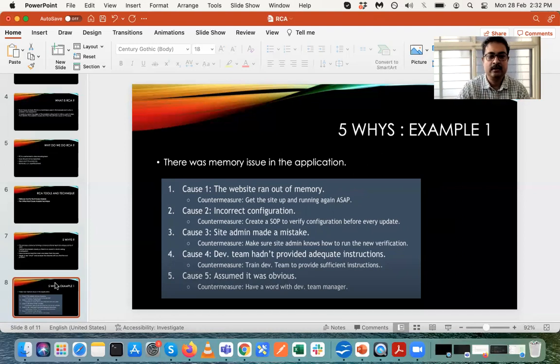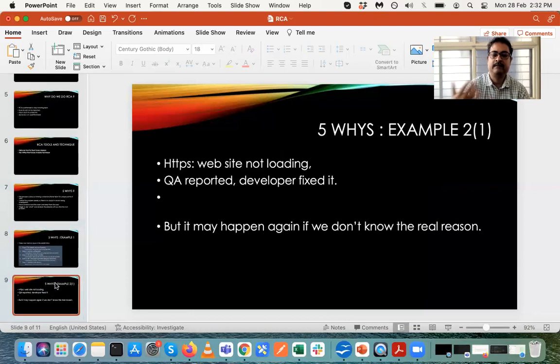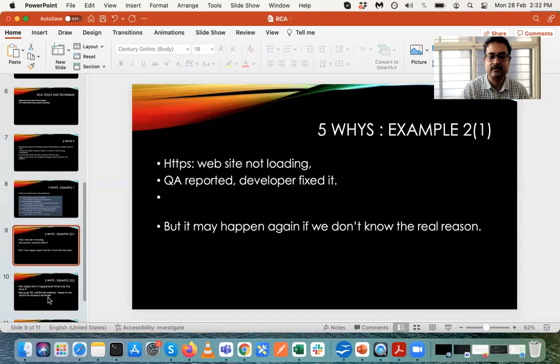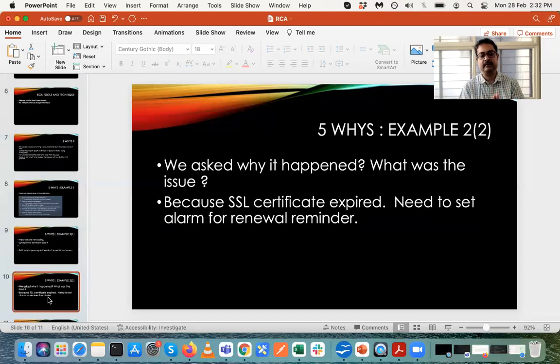Okay, so let me share one personal experience where we had an issue with one of our websites. The HTTPS website was down, and we reported the bug. The QA team reported the bug, and the developer fixed it. So everything was fine. The bug was found and reported, and the developer marked it fixed. But then we asked why it happened. What was the reason behind it? Once we asked why, we realized that they said it was because some SSL certificate got expired and it has to be renewed every year.